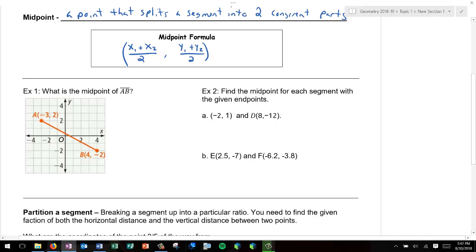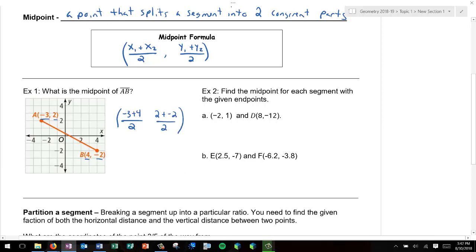So if I'm looking at the midpoint of AB, I'm going to use my two x coordinates, -3 and 4, and I'm going to put them together, -3 plus 4, and then I'm going to divide by 2 to get my average of them. I'm going to do the same thing with 2 and -2. 2 plus -2 divided by 2.